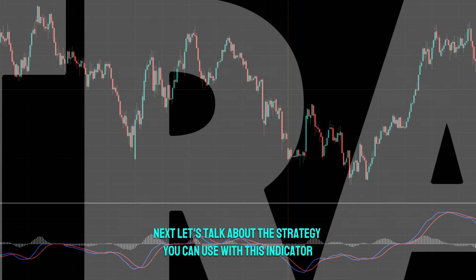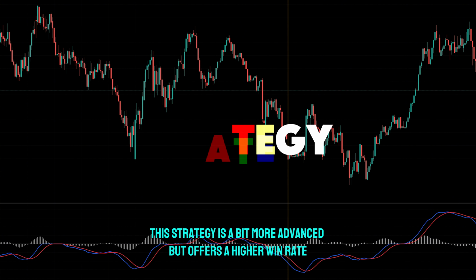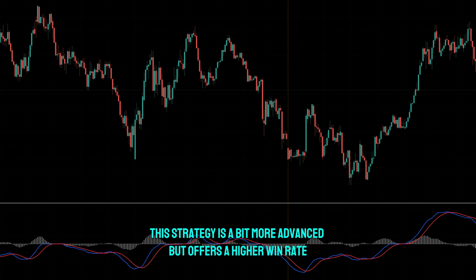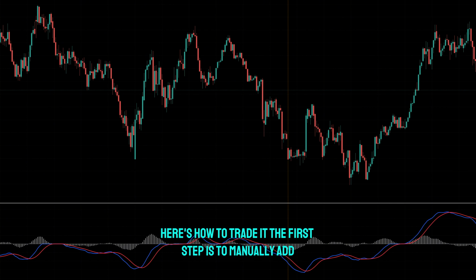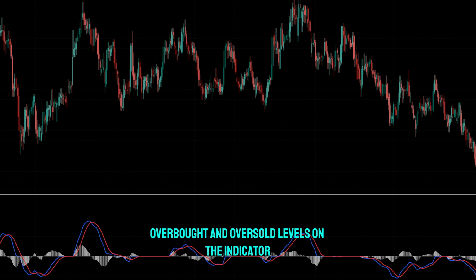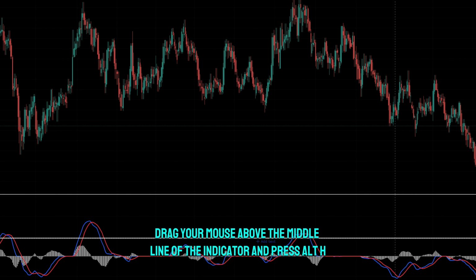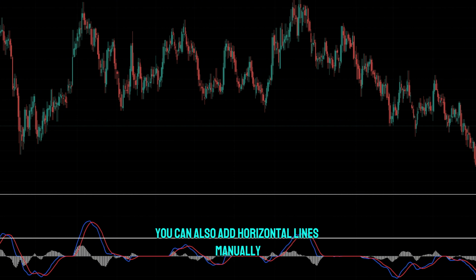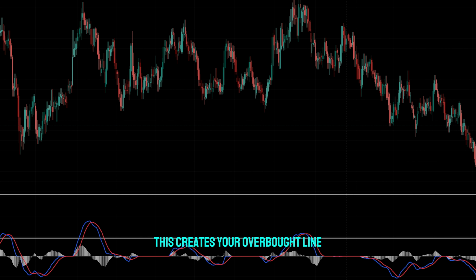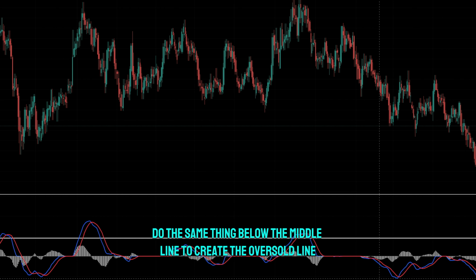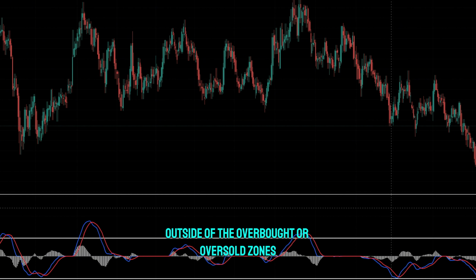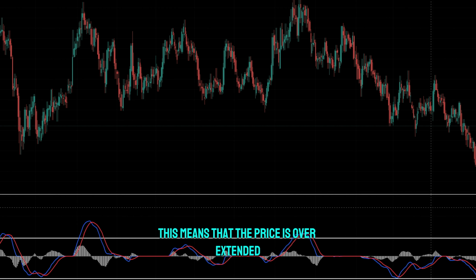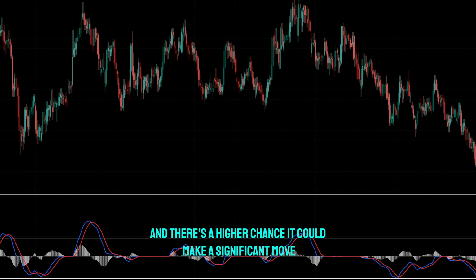Next, let's talk about the strategy you can use with this indicator. This strategy is a bit more advanced, but offers a higher win rate. It's called the Impulse MACD extension. Here's how to trade it. The first step is to manually add overbought and oversold levels on the indicator. To do this, drag your mouse above the middle line of the indicator and press Alt-H. You can also add horizontal lines manually. This creates your overbought line. Then do the same thing below the middle line to create the oversold line. Why do we do this? It's because we want to only take trades when the crossover happens outside of the overbought or oversold zones. This means that the price is overextended, and there's a higher chance it could make a significant move.